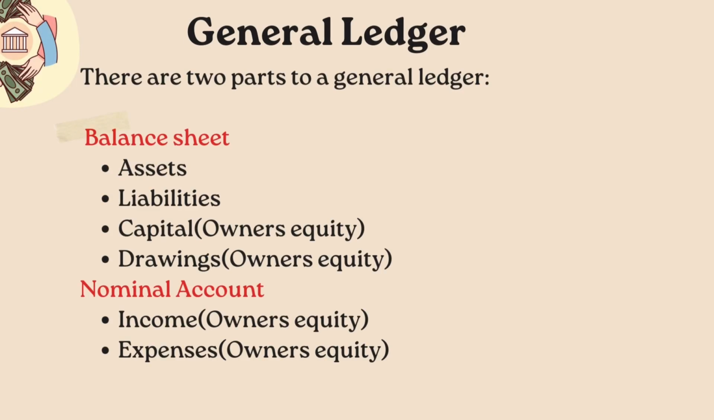There are two parts to a general ledger. The first one is the balance sheet. The balance sheet consists of assets, liabilities, capital, which is owner's equity, and drawings. The second one is the nominal account, which is income and expenses, which is also affecting owner's equity.